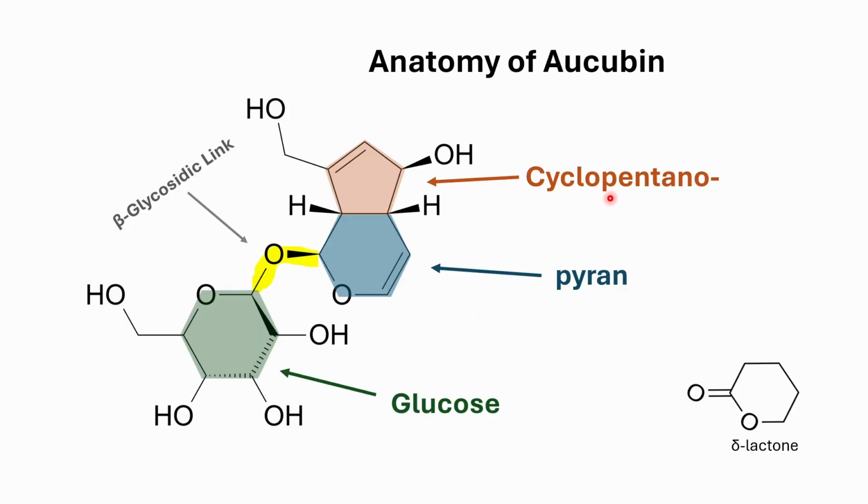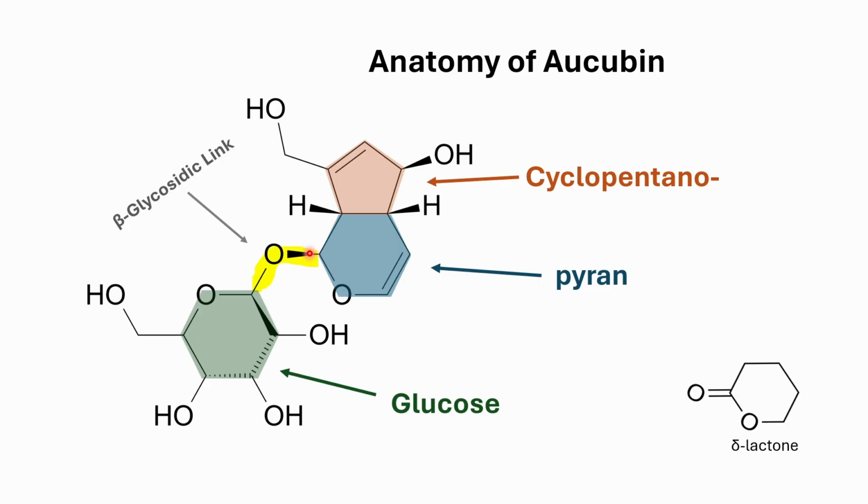Iridoids are characterized by having a cyclopentanopyran skeleton. That sounds mysterious, but it's easy to break down. Cyclo means ring, penta means 5. So we start with a 5-carbon ring. And then pyran is basically shorthand for a cyclic ether with 6 atoms in the ring. In some iridoids, the pyran is a delta lactone, a cyclic ester, but not always. We can break down lactones in another video.